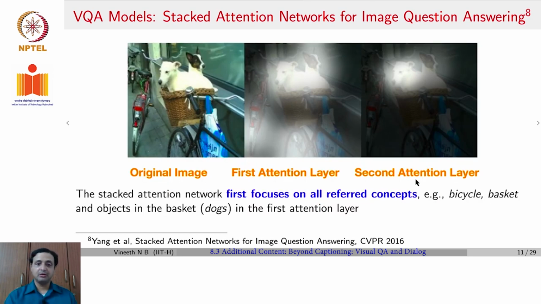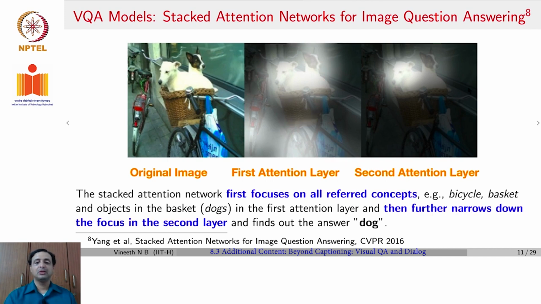The second attention layer, based on the attention that you get in the first attention layer, chooses to focus only on the part of the image that contains the answer. And that's what helps us finally predict the outcome. So in the second step, you narrow down the focus of the attention only on the part of the image that contains the answer, and hence the model can predict the answer among the set of options as dog.